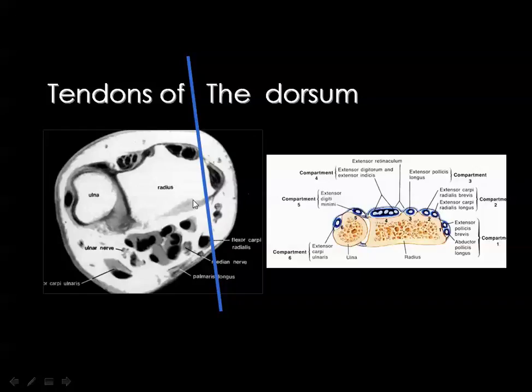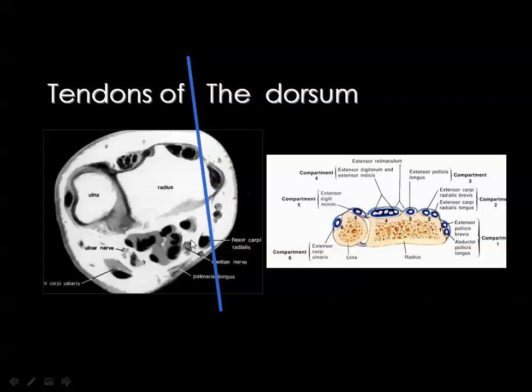Okay, what about this and what about these? And you know that on the radial side, the flexor carpi radialis is represented by two extensors, which are the extensor carpi radialis longus and brevis.